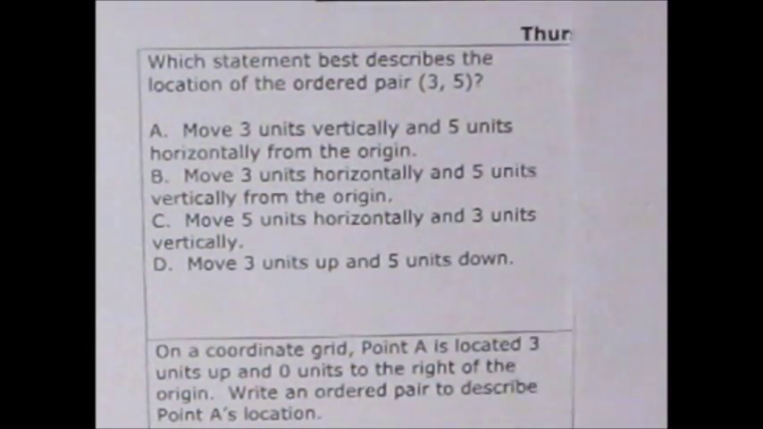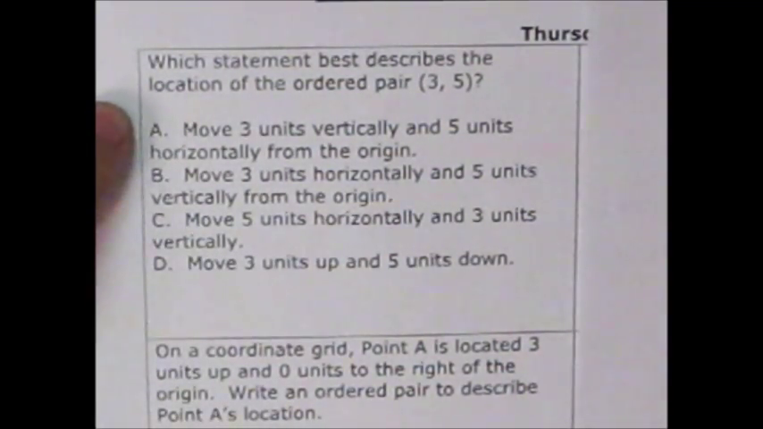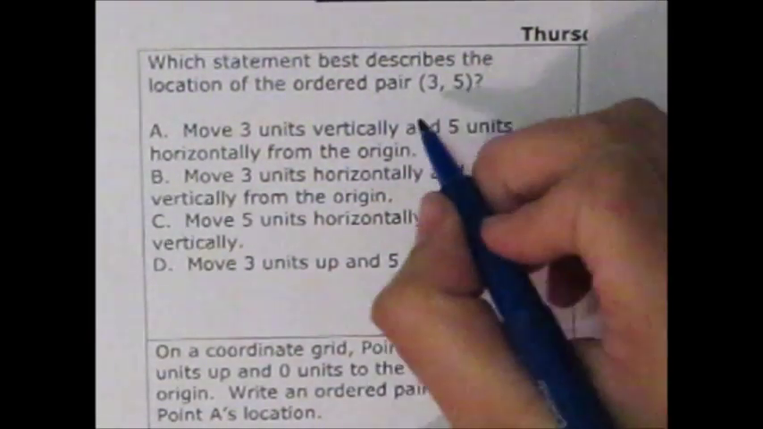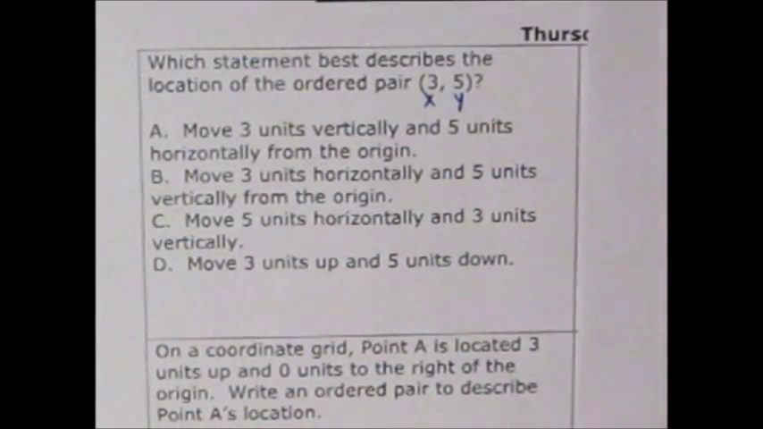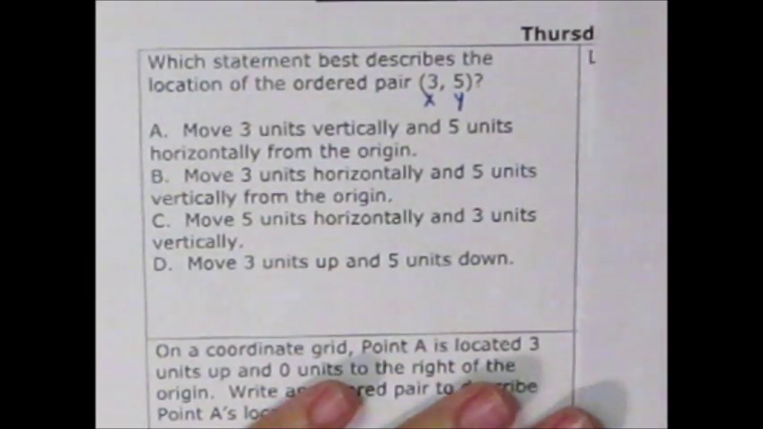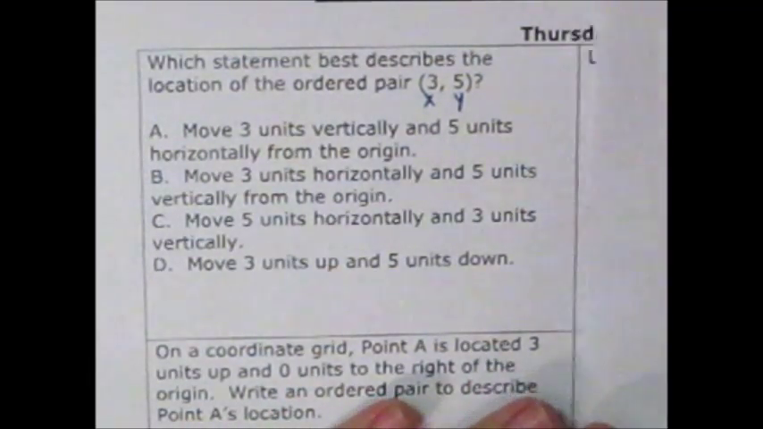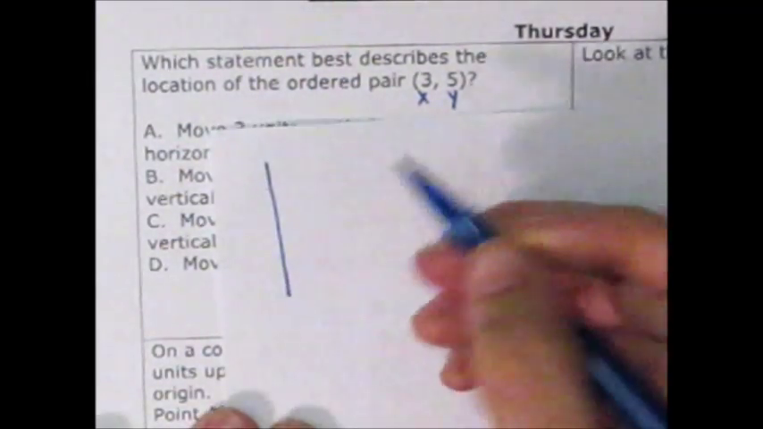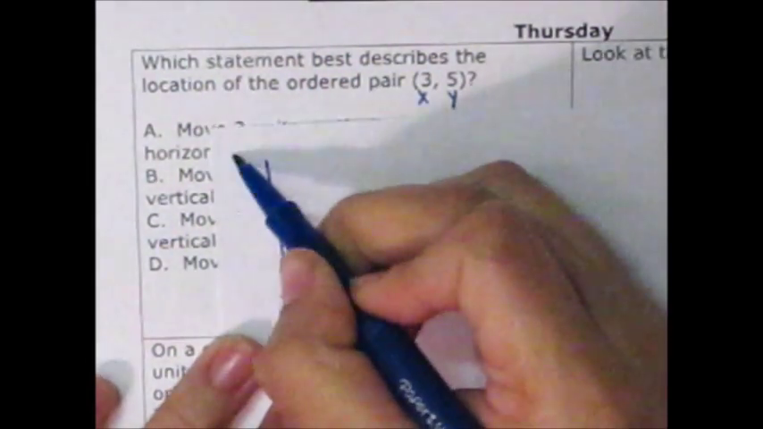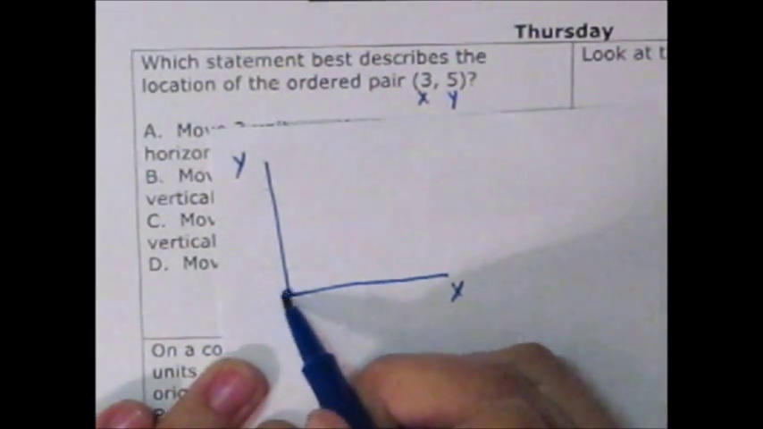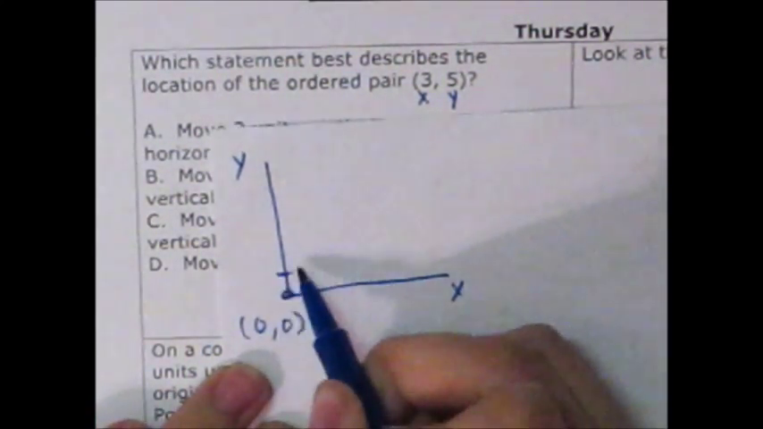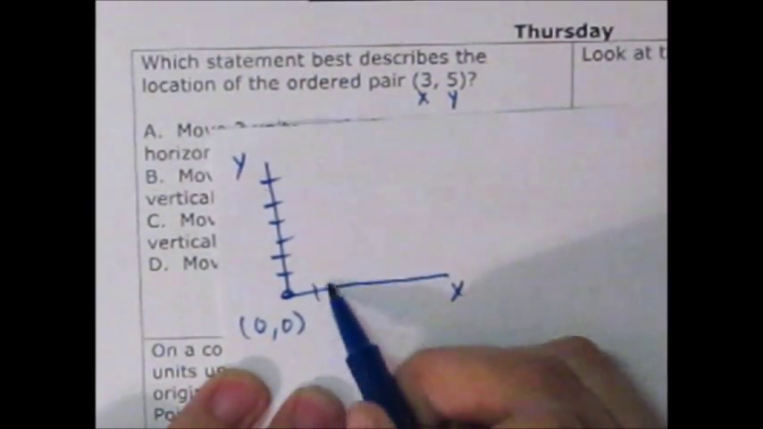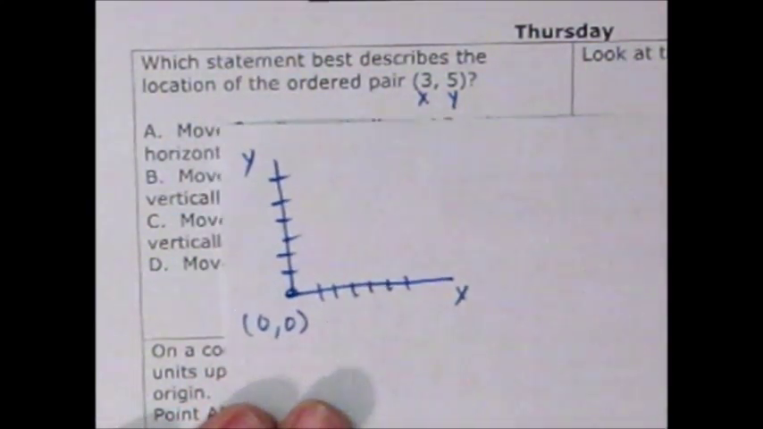So the first question says, which statement best describes the location of the ordered pair 3, 5? Now I'm just going to go ahead and label so I don't forget. 3 is my X and 5 is my Y. And this is where the scrap piece of paper comes in handy. I can sketch a quick little coordinate grid. And I'm going to do that right here so you can see. Doesn't have to be anything fancy. I know that's Y. I know that's X. I know this is my origin. And then I'm just going to do a few tick marks across. Okay, so I have that there.